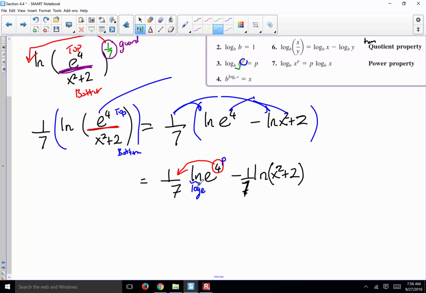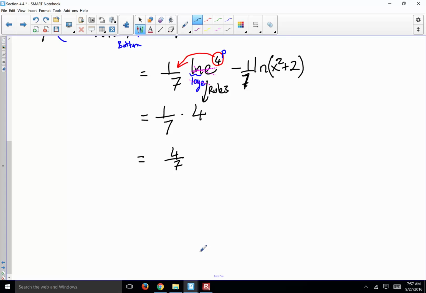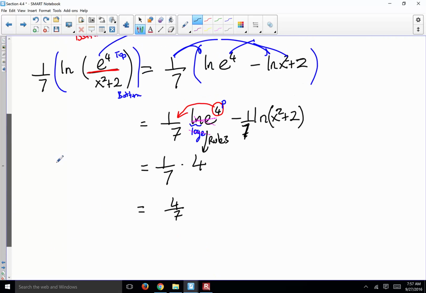So we can just cancel this, cancel logarithm ln e or log base e with e, and make this just 4. 1 over 7 times 4 only. Rule 3 says that. Okay? And this makes 4 over 7. Fine. We handled the first case.